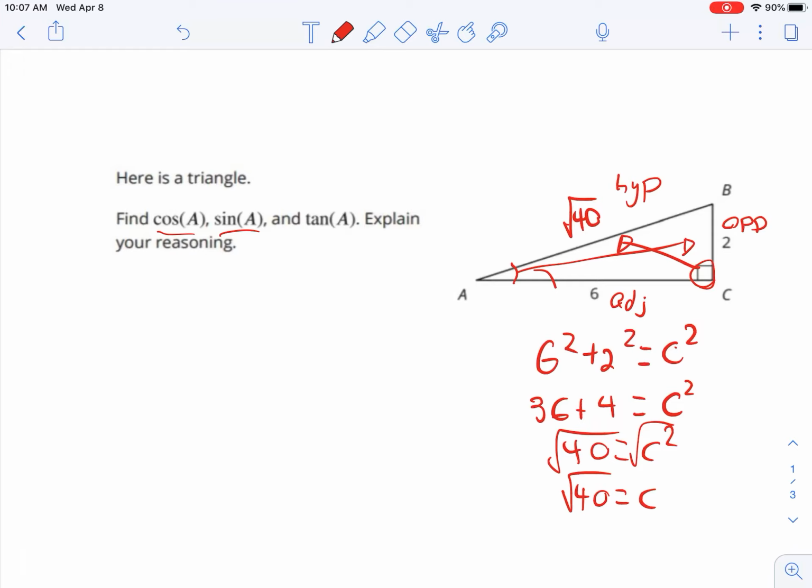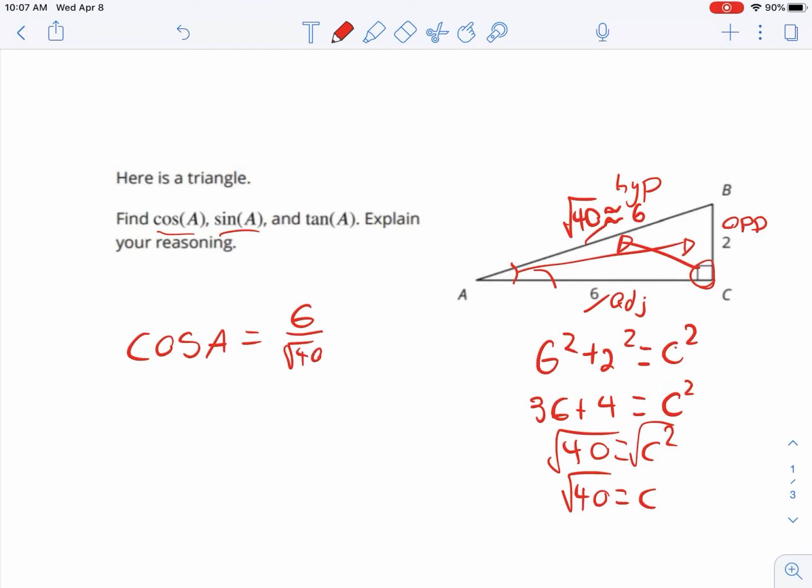Now, some of you took the actual square root and gave me about 6, right? It's about 6. That's what people were writing. So I had some students plug in 6 for it, which is completely fine as long as you guys are stating that you're approximating it to 6. So we know that when you're finding cosine, cosine of A is adjacent over hypotenuse, so we're going to get 6 over root 40.